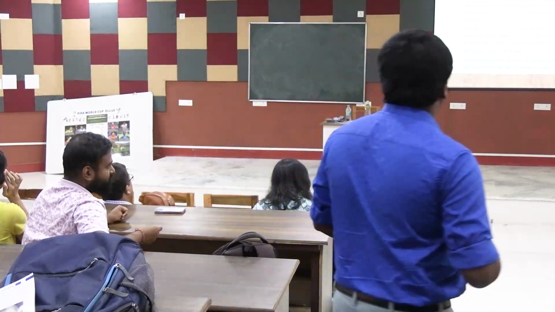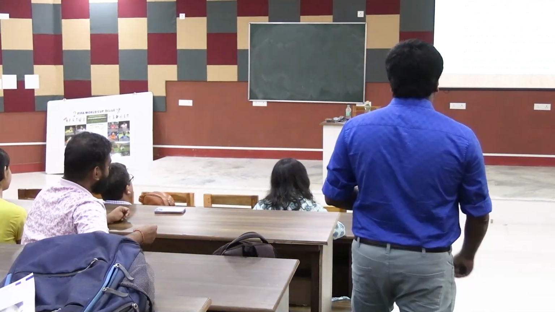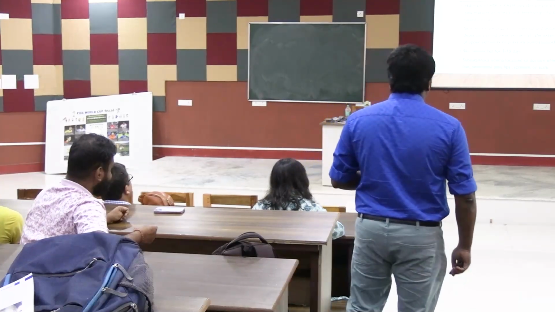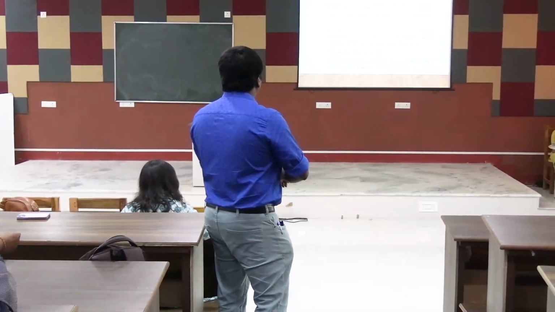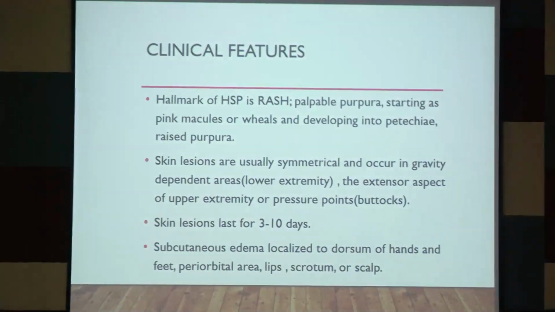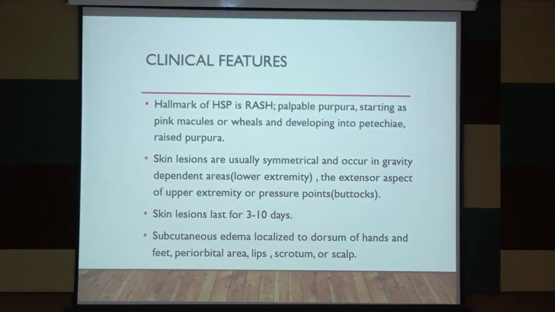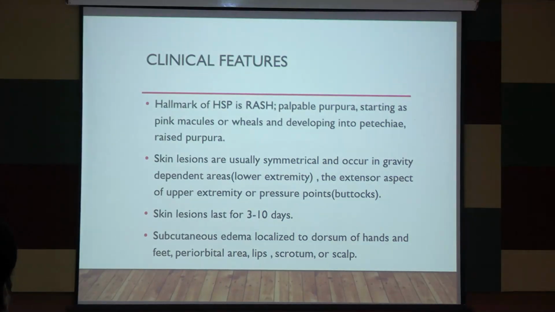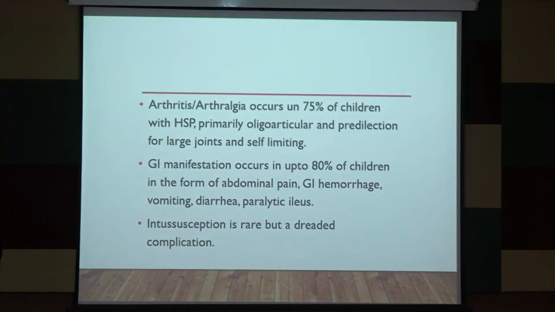Remember this inception part, you are seeing dream in dream, that is inception, intestine within intestine is intussusception. So skin lesions, it appears about 3 to 10 days, subcutaneous edema localized to dorsum of hands, feet, periorbital edema. Okay, hallmark of HSP is rash, palpable rash, palpable purpura. Fine. Arthritis, arthralgia, GI manifestation, intussusception.